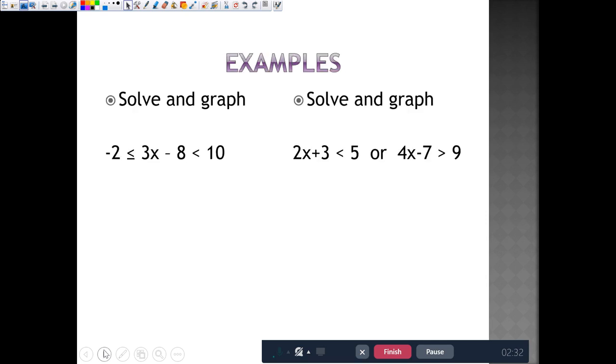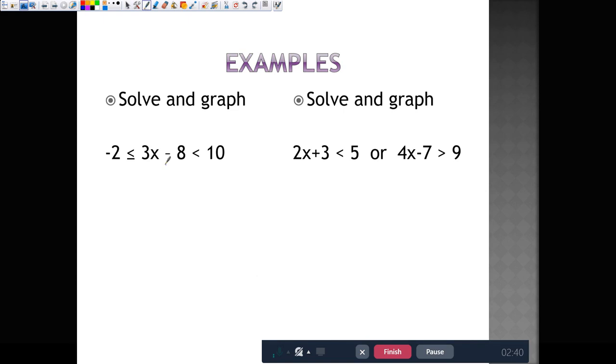So if I were looking at just this, I'd have to add 8, right, to solve this equation? So I'm going to add 8. But whatever I do to the middle, I have to do to both sides of my inequality. So I'm going to add 8 and add 8. Okay? So negative 2 plus 8 is 6. And 10 plus 8 is 18. I haven't divided or multiplied by any negative numbers, so my inequality signs stay the same.